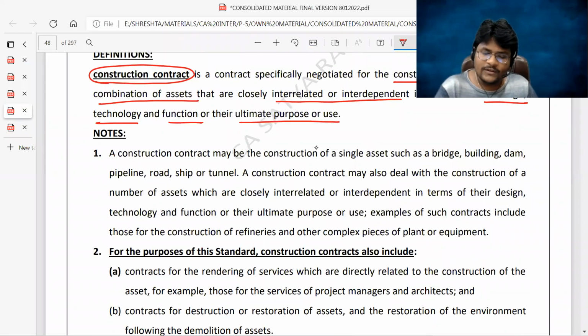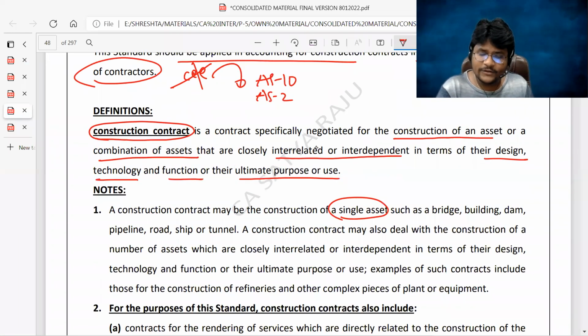Already I read the definition. Now I am discussing the notes related to the definition. A construction contract related to the construction of a single asset, such as a bridge, building, dam, pipeline, road, ship, or tunnel. That means construction is not only the construction of a building; it includes bridges, dams, pipelines, roads, ships. Construction of a ship also comes under this category. Tunnels, okay. While going to the caves, big tunnels come, right?